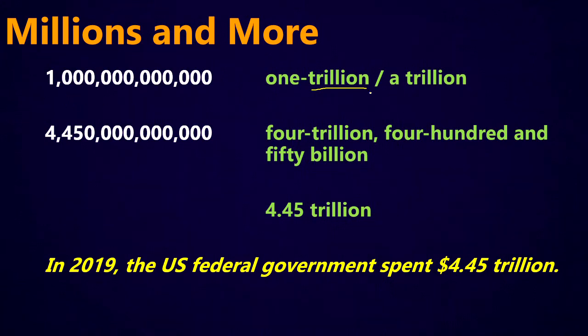So 1 trillion or a trillion, or we could say $4,450 billion, right? So that's a lot to say. $4,450 billion. That's a long number. Instead, people will say 4.45 trillion. So in 2019, the U.S. federal government spent $4.45 trillion. And this is true. It's a lot of money.